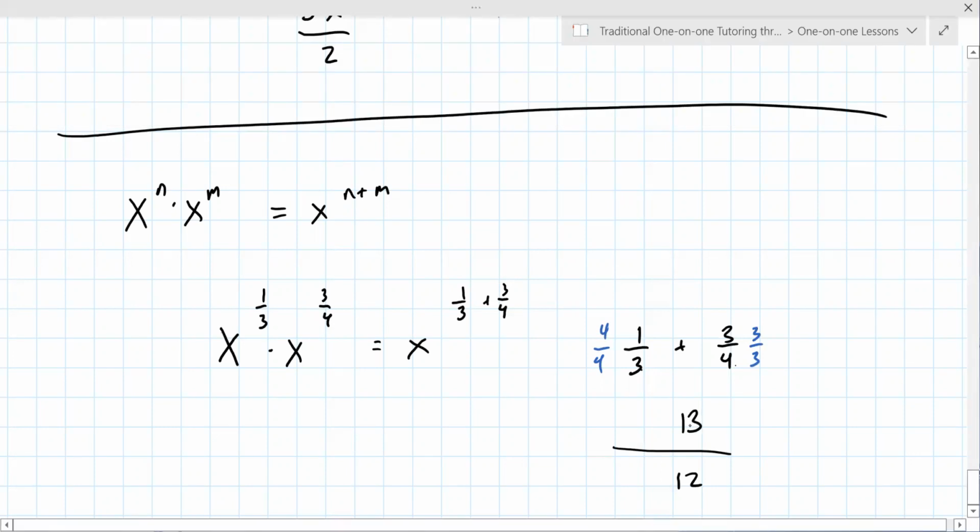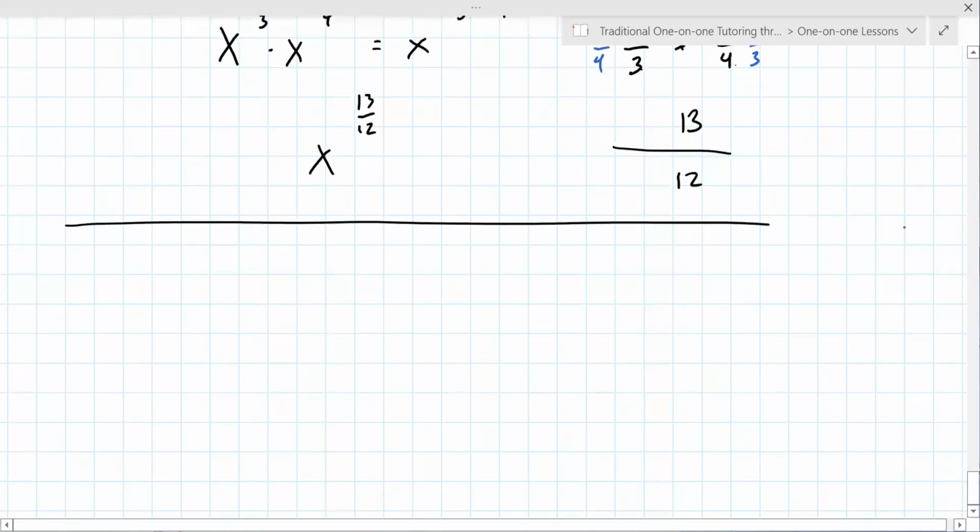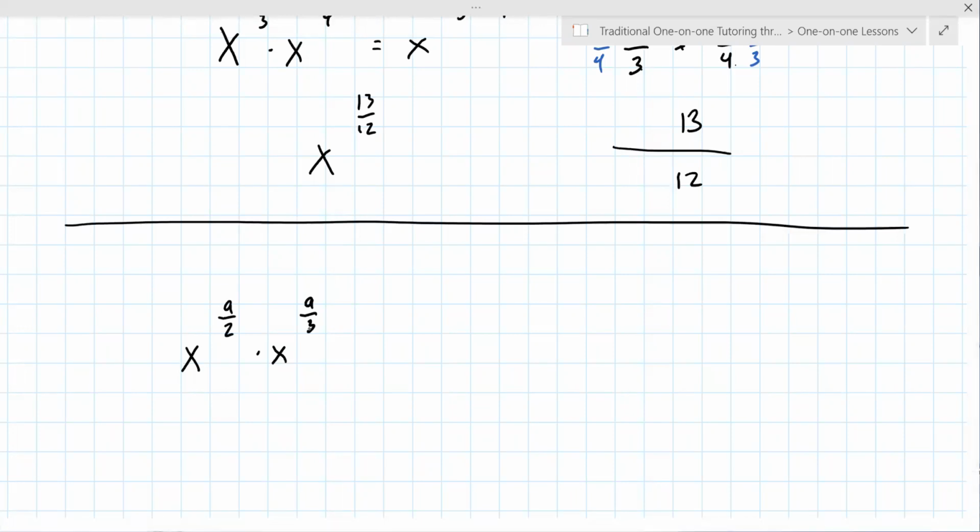Okay, so you got that down now, right? So your final answer should be x to the 13 over 12. Yep. Now, what if it was x to the a over 2 times x to the a over 3? I'd pretty much just do the same thing, wouldn't I? Yes. So go ahead and do that for me, please.